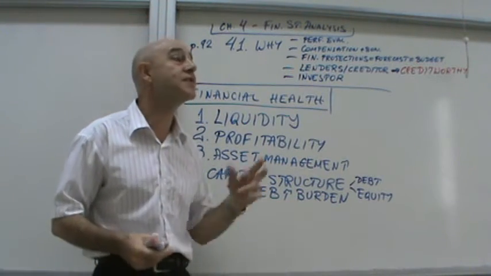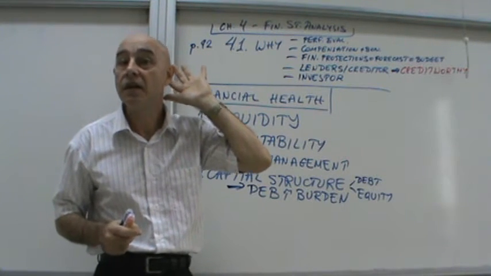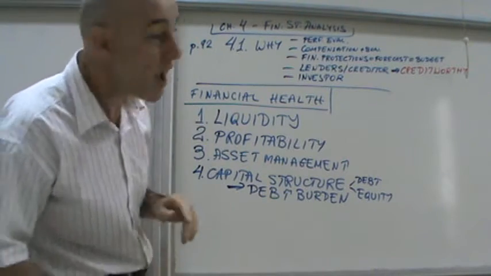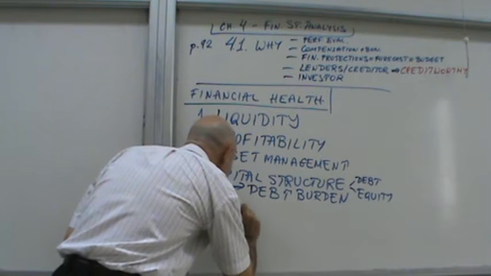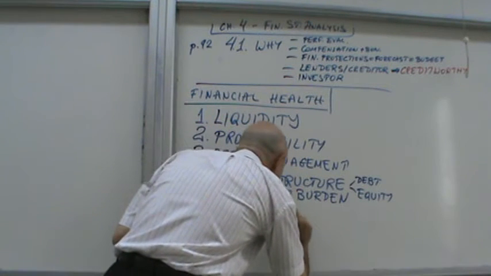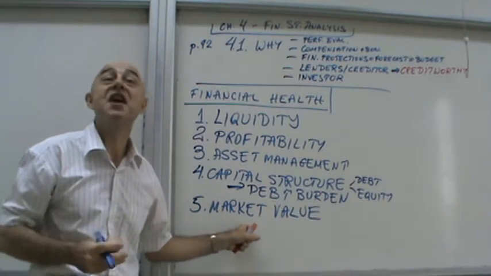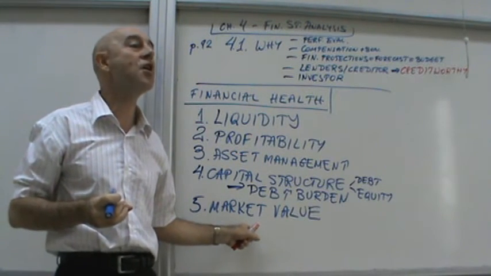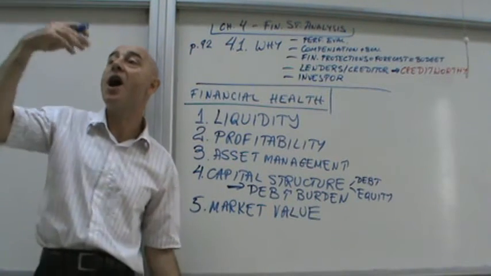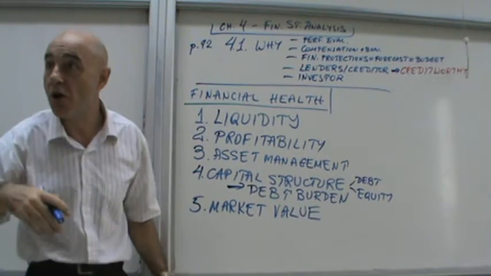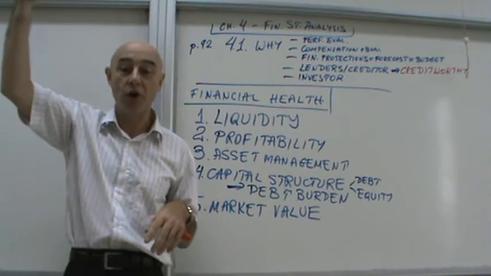Which is the last one? What's the last one? Number 5. Market value. We have it? Yeah, sure. Market value. Market value is what the financial market thinks of you and your business. Is your stock high? Is your stock low? Is the market willing to pay a premium or a higher price?